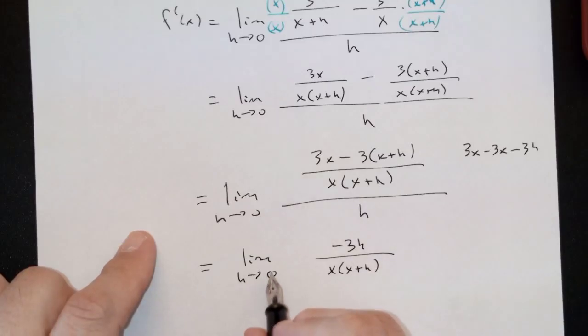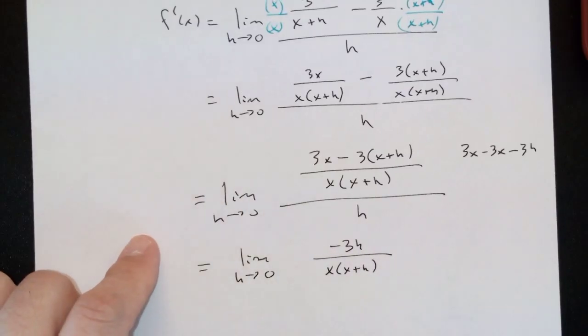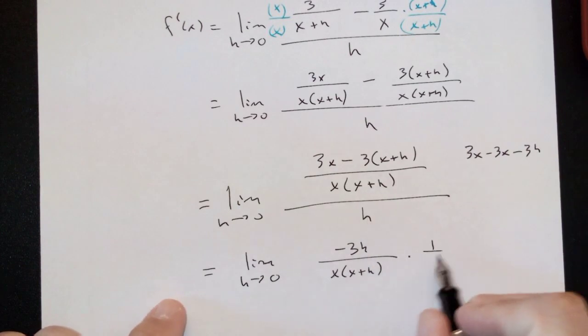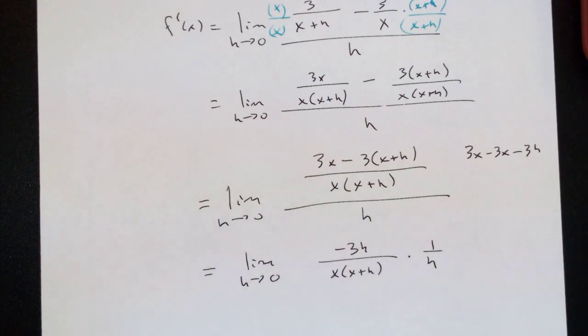Now, I should have this whole fraction over h, right? But fractions within fractions make me unhappy. Rip it and flip it. Rip it out of the bottom, flip it over. The h that comes out of the bottom now becomes a 1 over h. And my h's cancel from there to there.